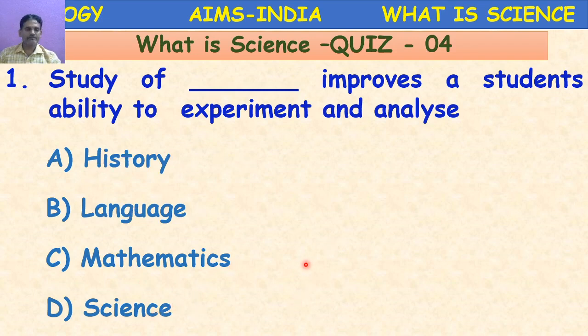What is the correct answer? Yes, you are right. Science. The study of science improves a student's ability to experiment and analyze. Here experiment and analysis are given, so that is with the help of science. So the answer is D.